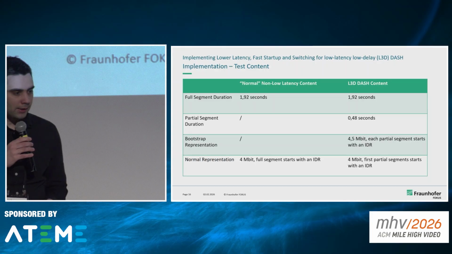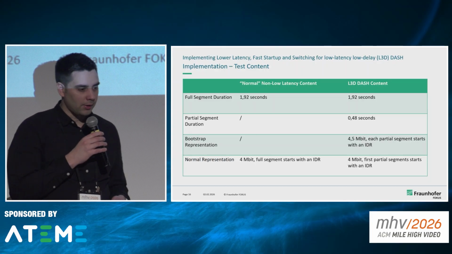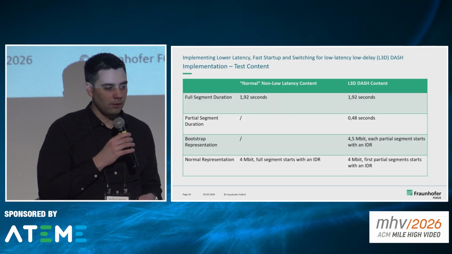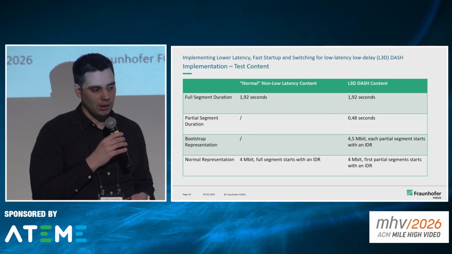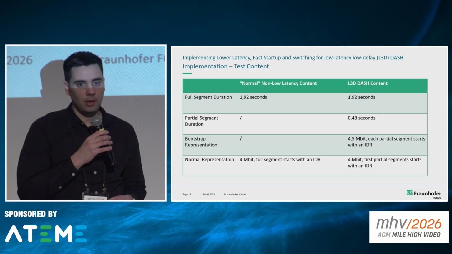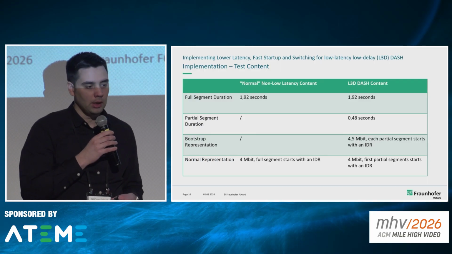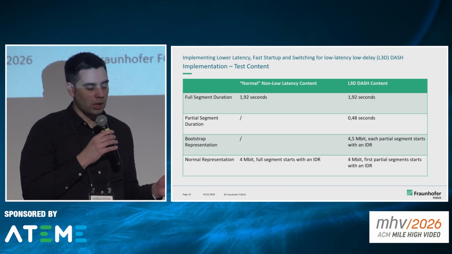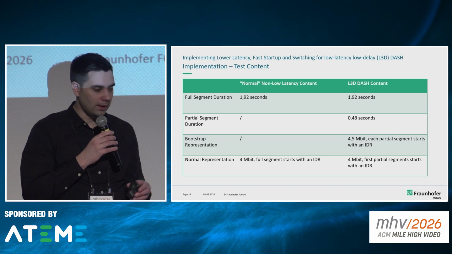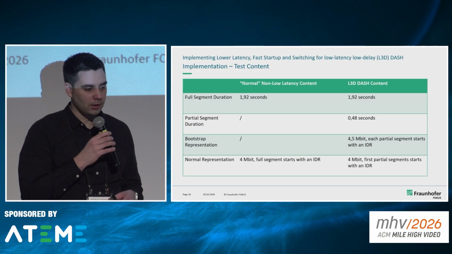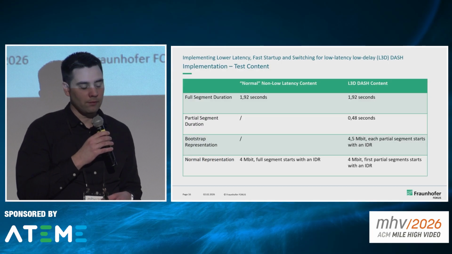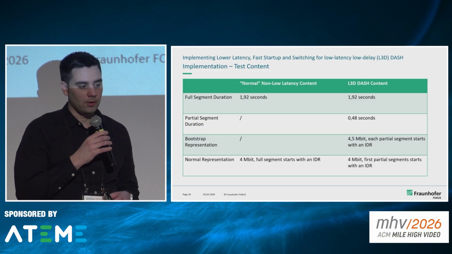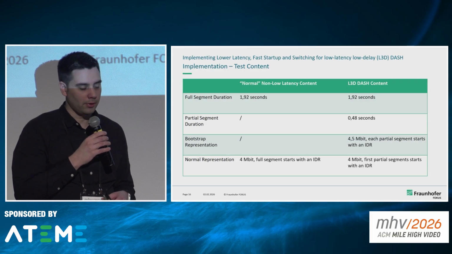Okay, so for the testing, we actually had very simple test content. One test content, which we called normal non-low latency content. Full segment duration was around 2 seconds. One representation with 4 Mbit and full segments with an IDR at the beginning. And then we had LCD dash content, again, same segment size, but 4 partial segments per full segment, leading to this 0.48 seconds. And a bootstrap representation for the startup with partial segments and an IDR at the beginning, and normal representations with only the first partial segment with an IDR.